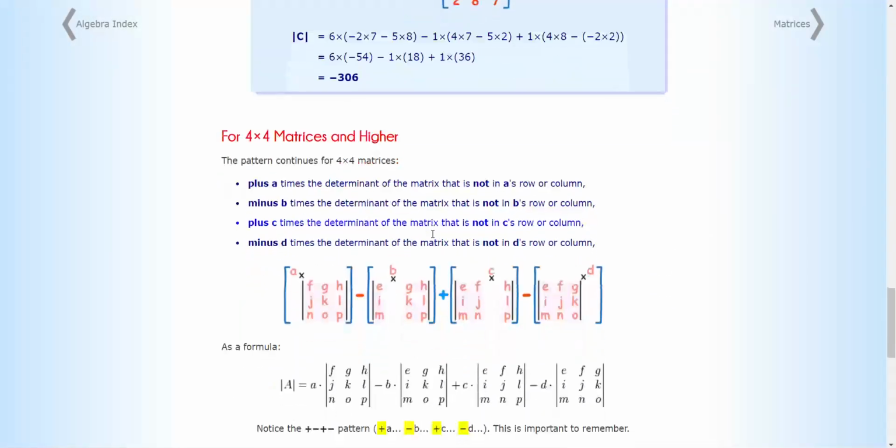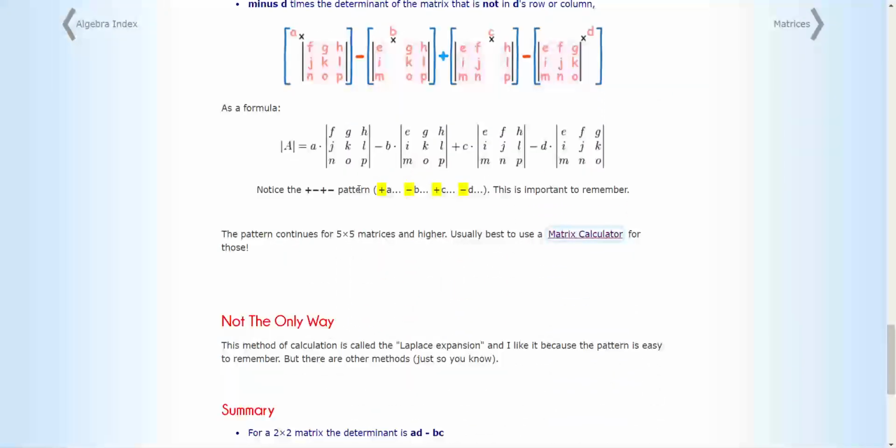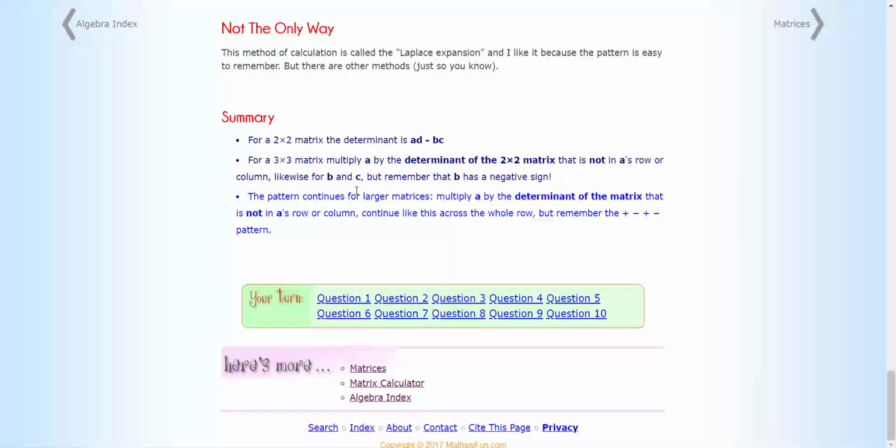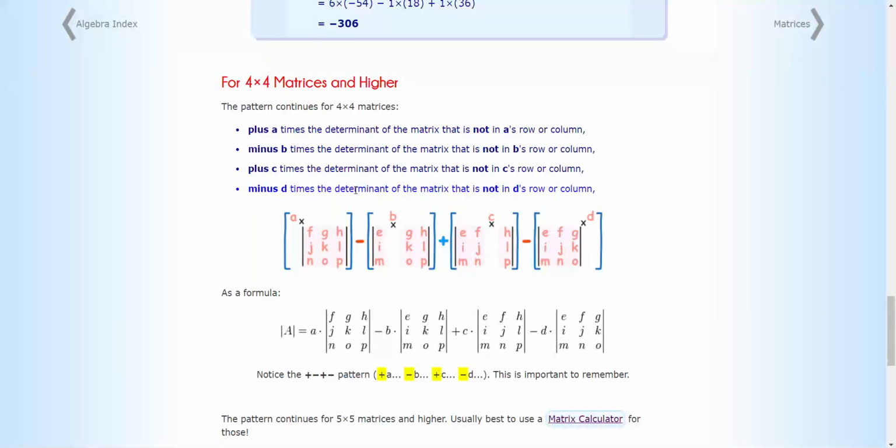Well, let's see what's the deal with a 4 by 4 matrix. Oh my god, looks interesting. This looks like a multi-level Laplace. There's a multi-level way to do it too. Let's see, so for 4 by 4 matrices and higher, the pattern continues. Plus A times the determinant of the matrix that's not in A's rows or column.